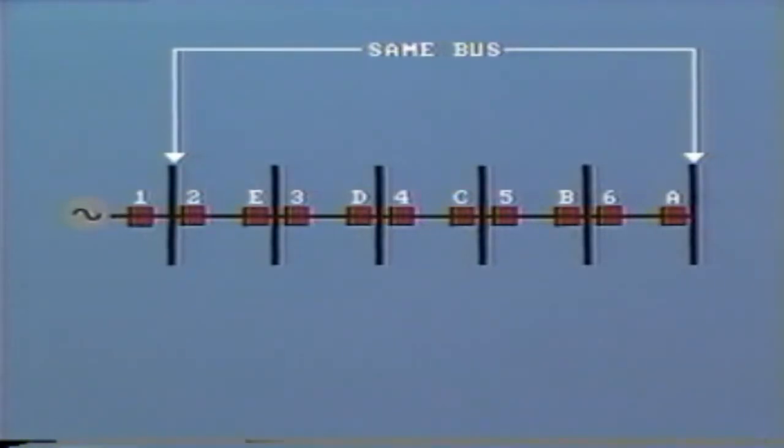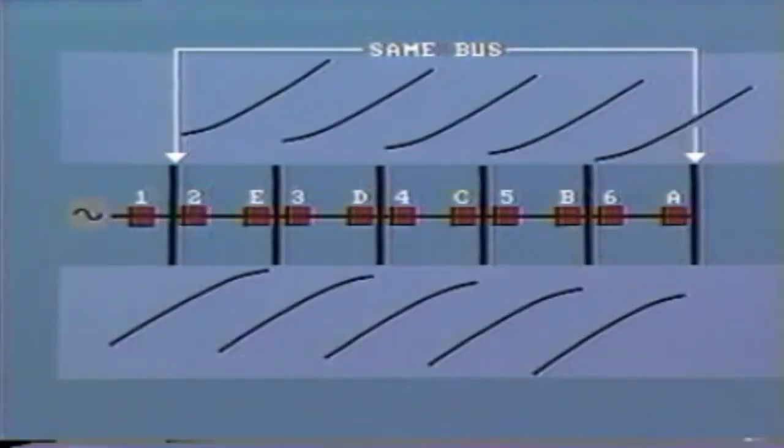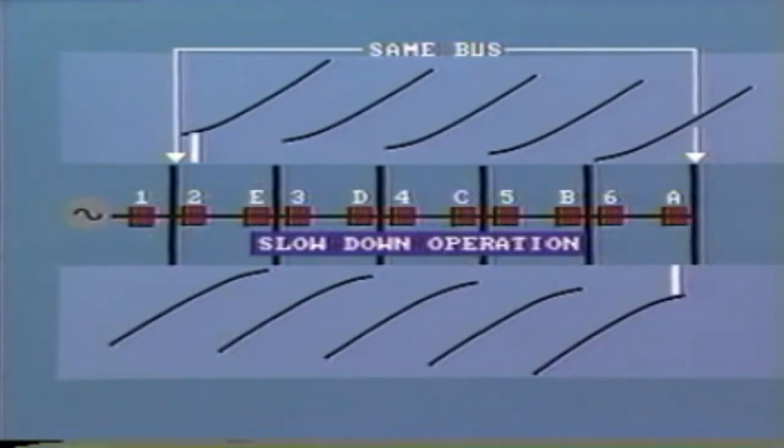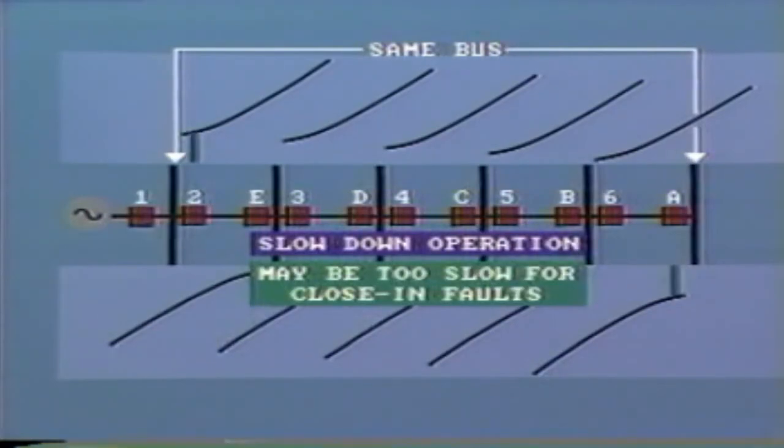Another potential problem is a backup relay that operates too soon and therefore trips out a larger section of the line than would be necessary to clear the fault. To overcome this problem, it may be necessary to slow down the operation of overcurrent relays close to the power source in order to provide the required coordinating time interval. But this means the relay may be too slow to adequately clear close-in faults in its own section of line.